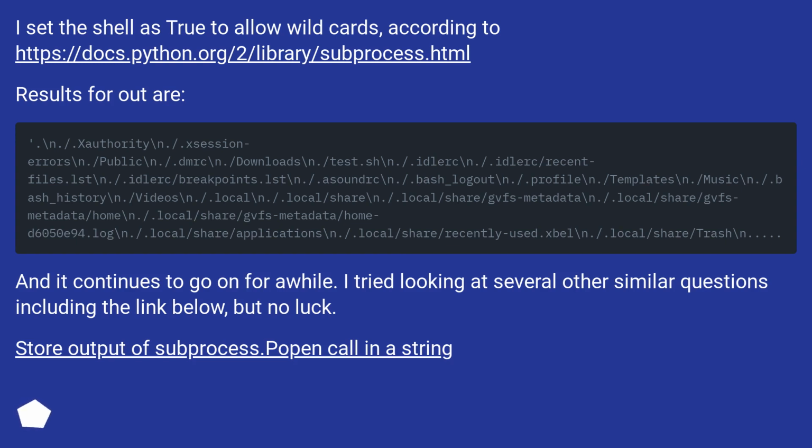I tried looking at several other similar questions including the link below, but no luck. Store output of subprocess.Popen and call in a string.